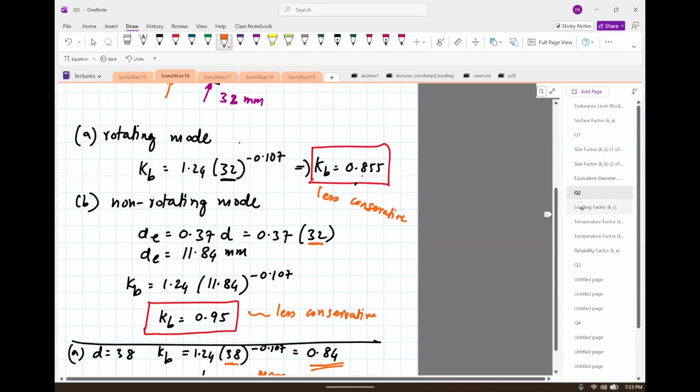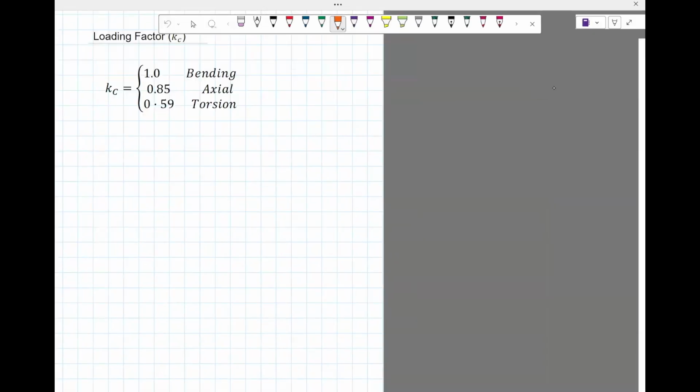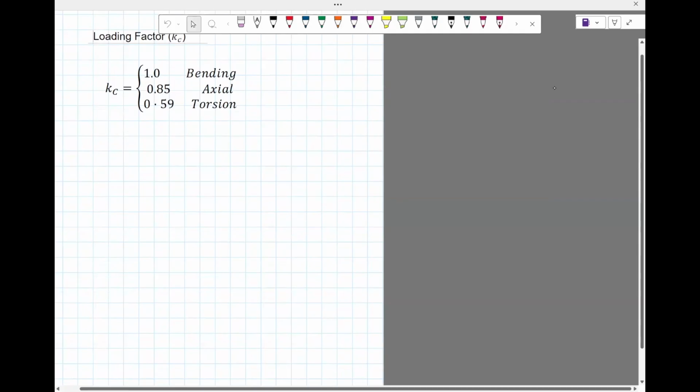Okay, let's move on to the next factor, Kc. Kc is a loading factor. It just depends on the type of load you apply. For bending, it's 1, axial loading is 0.85, and torsion is 0.59. How did they get this? Well, they did experiments to get this, and that's that.